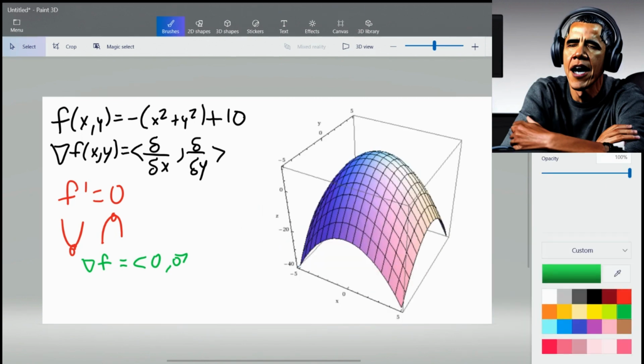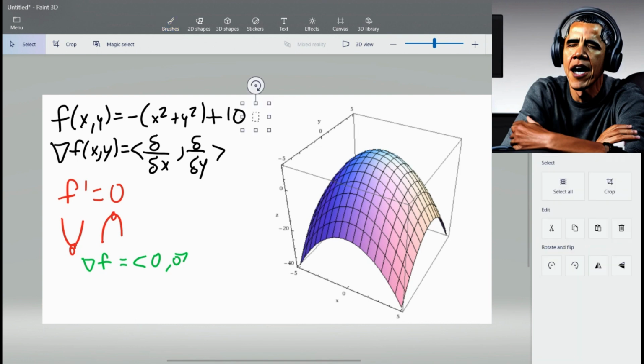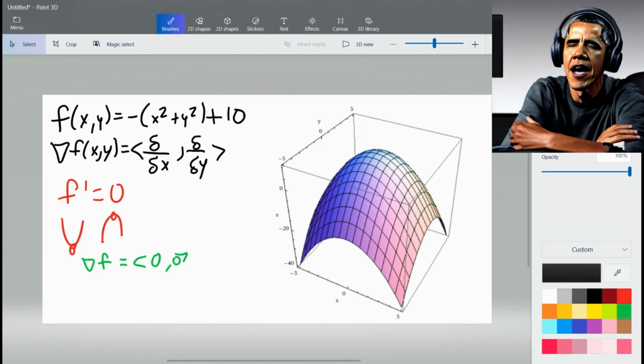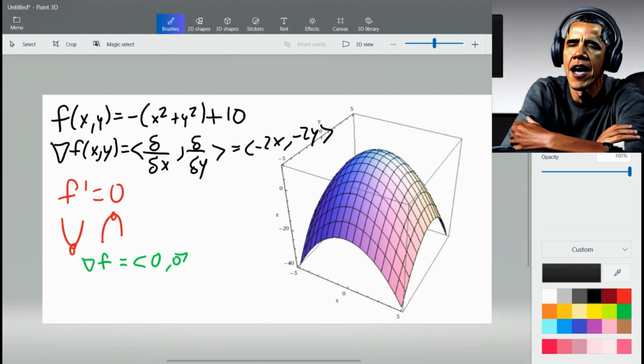Anyways, let's go back to our hill defined by f of x, y is equal to negative x squared plus y squared plus 10. We calculated before that the gradient of this function is negative 2x, negative 2y. So what does that tell us about the function's critical points when the gradient is 0, 0? The point 0, 0 could be a max, min, or a saddle point. Good job, Donald. And since we can see that this function has no minimum or saddle points, the point 0, 0 has to be a maximum.